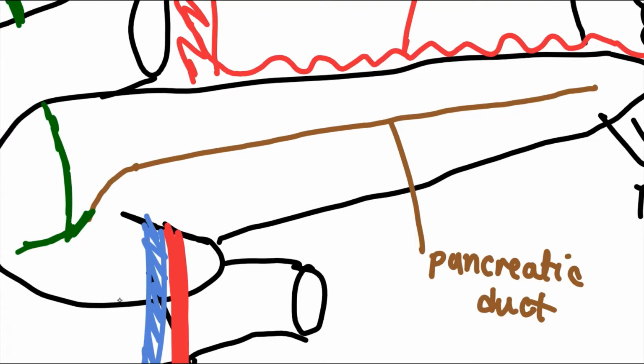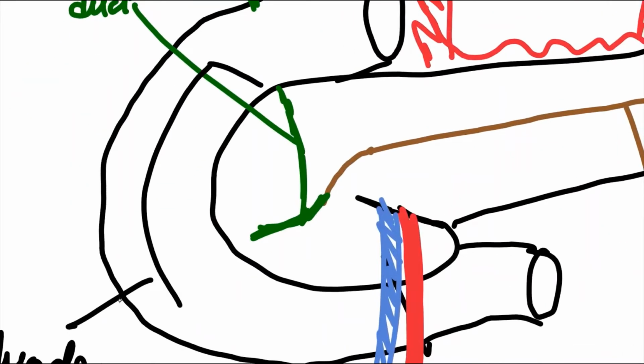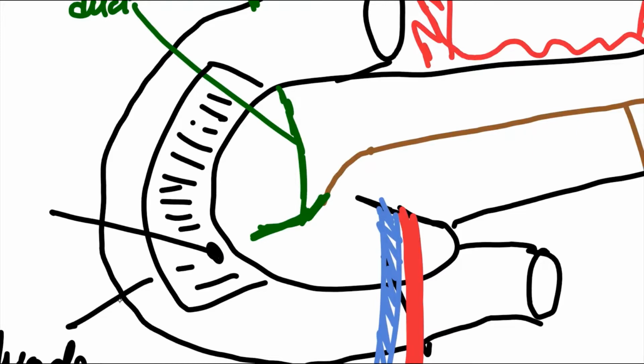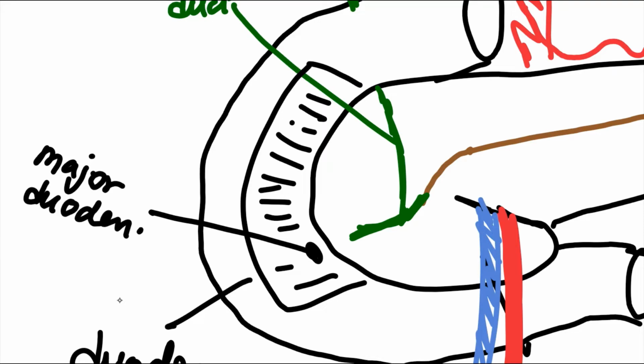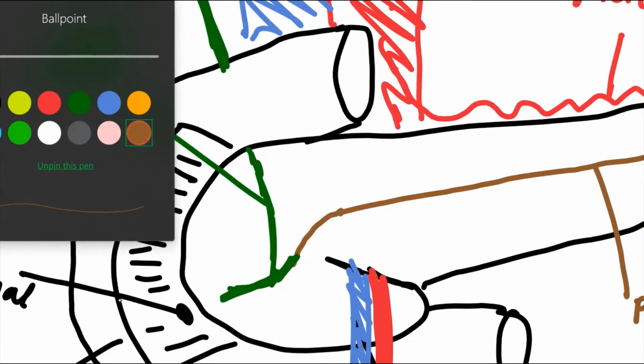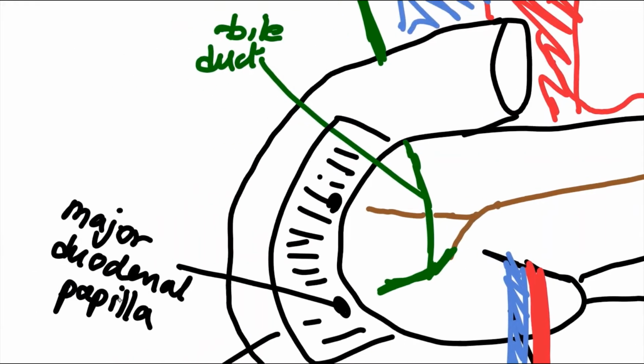And for extra information, the ampulla is surrounded by the sphincter of Oddi. So this is the major duodenal papilla. We also have an accessory pancreatic duct, which empties into the duodenum above the major duodenal papilla, and it's called the minor duodenal papilla.